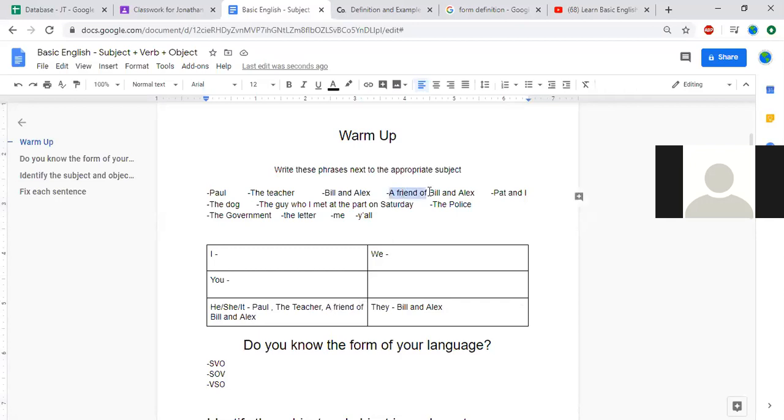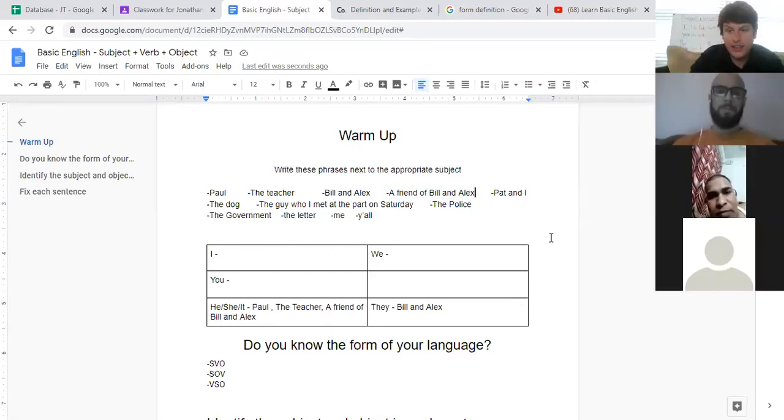So look, that is 6 words, but these 6 words go together to make one subject, right? So these words go together and they make a subject. That is important to understand. Pat and I.